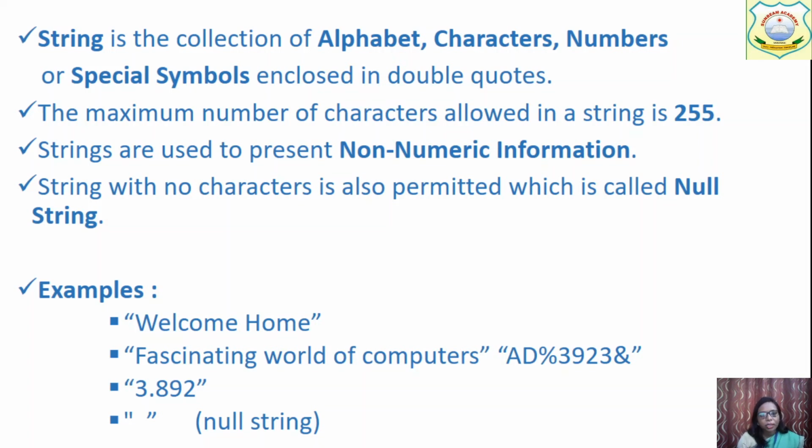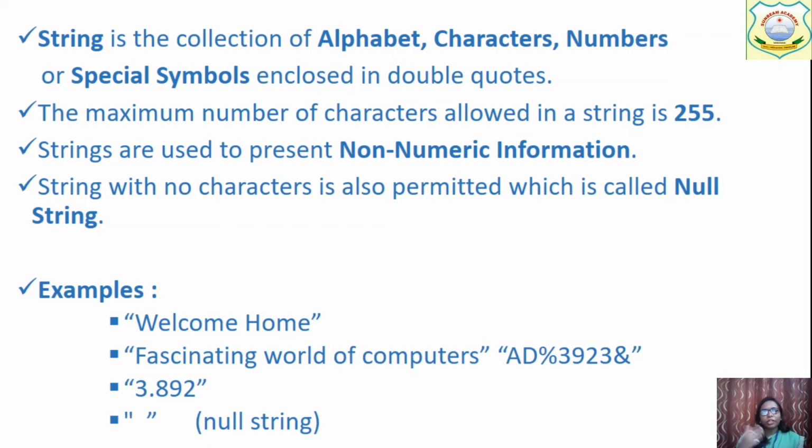Okay, this is non-numeric. Now, a string with no characters is also permitted, means if we write nothing and just put double quotes, then that is a null string. Got it? See, this is the last one: double quotes, space, double quotes. This is called null string. This is also permitted in BASIC.